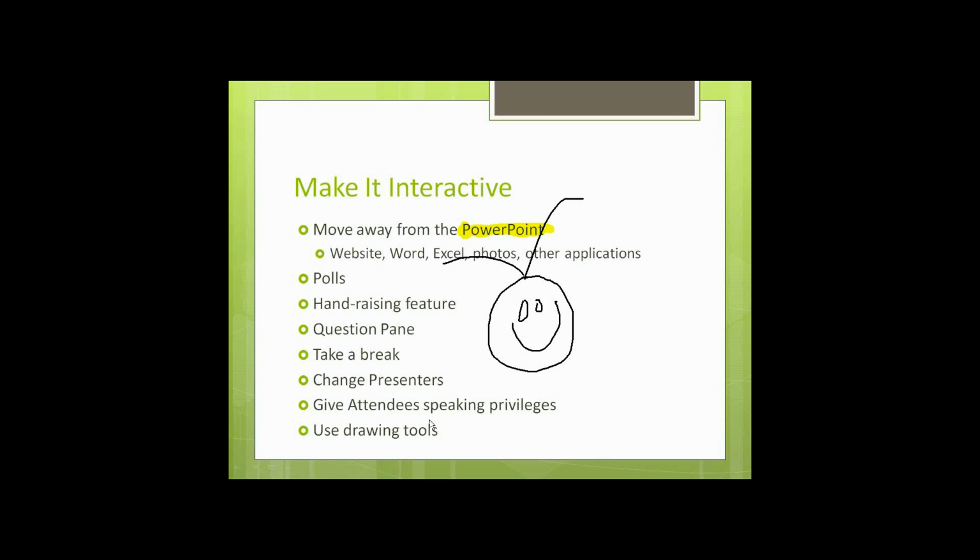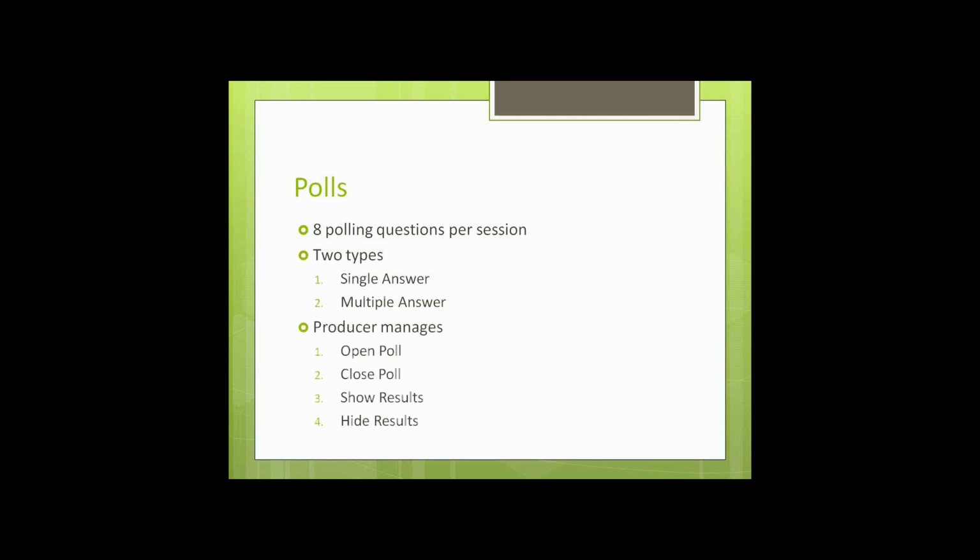All right. Polls. Up to 8 polling questions can be created during the webinar session. You may choose a single answer poll, which allows attendees to select only one response, or multiple answer in which attendees can choose several responses from a list. Regardless of who is presenting, the producer controls the polling feature during the session. Panelists and presenters do not vote in the poll.